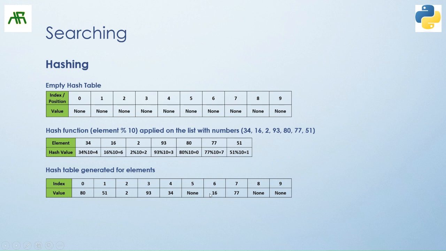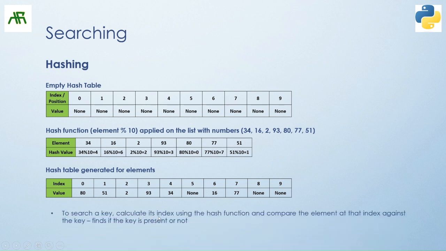After doing this, if I want to find out if a particular element or key value is present or not, all I have to do is go and find the index position and print the value. To search a key, calculate the index using the hash function. For example, I want to find 93. The hash function is divide by 10, finding the remainder, which gives me 3 as the remainder. What is there at the third position? If it is 93, yes, it's found. Otherwise, the search is unsuccessful.